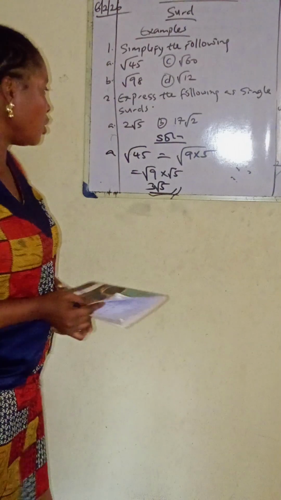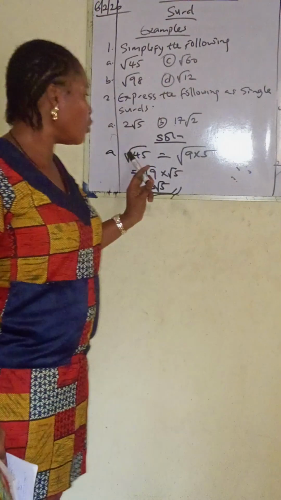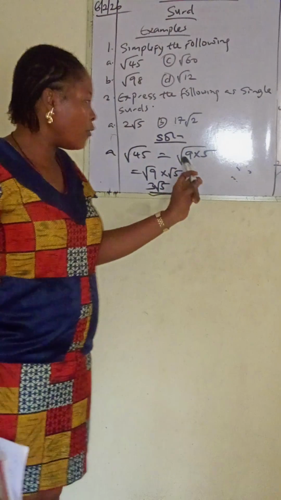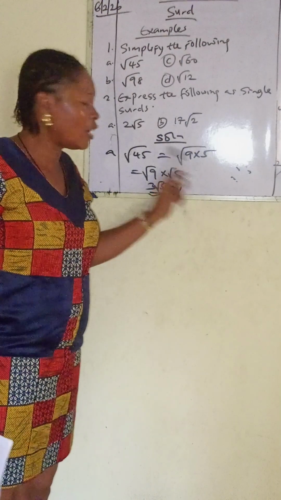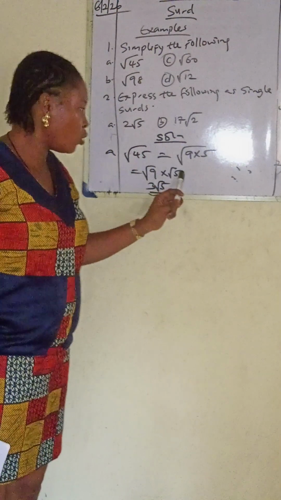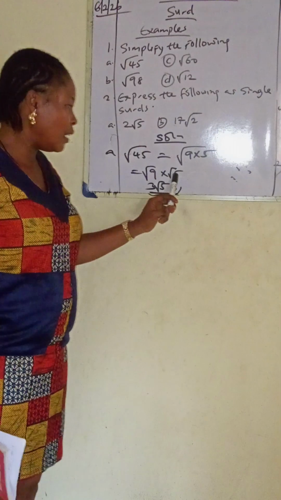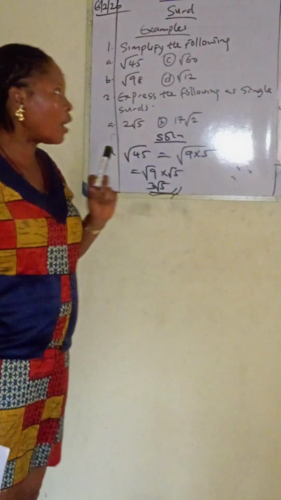What I am trying to say is this: we have root 45 here. The numbers we are using for 45, where the first one has a square root, is 9 times 5. So I have written 9 times 5. Then the next thing is to split each of them into their various surds, which is root 9 times root 5. Then you look for the square root of 9, which gives us 3. Then you bring down your root 5 and attach it to it, which is 3 root 5. So this becomes our answer.